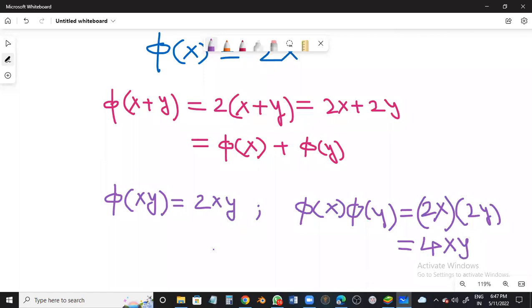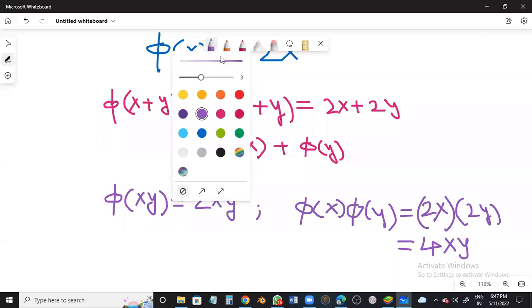So 4 times xy cannot match with twice of xy because xy is the same. Twice of it is equal to 4 times. It will happen only in the case of 0. Otherwise, it is not possible. And we want this to be true for every x and y, every pair. So this is not possible. I feel all of you have got.